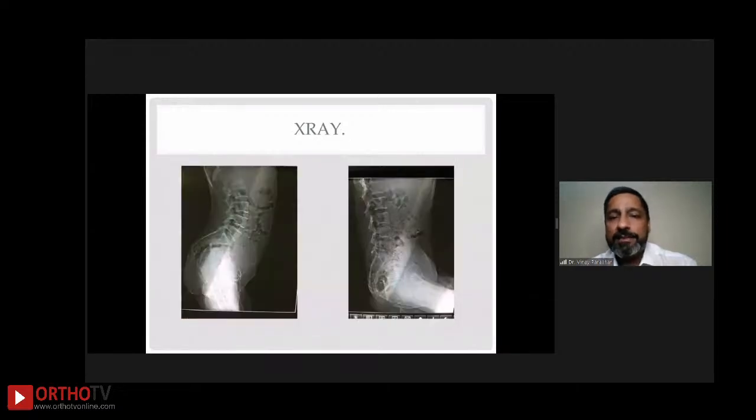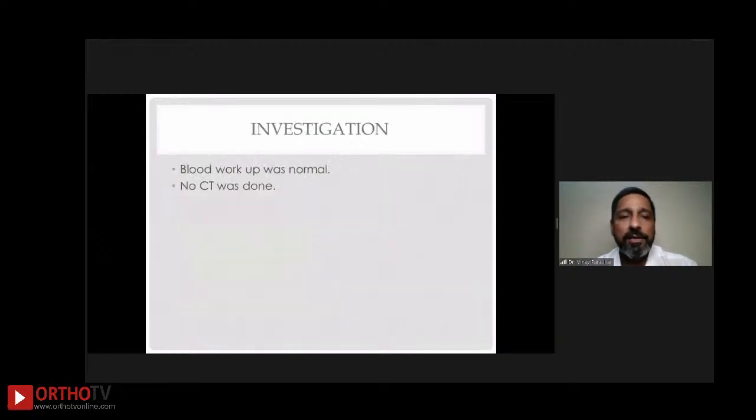And we got his spine X-rays also done, just to have a look whether the spine is mobile or not mobile. What is the spinopelvic configuration in his case? The one on the left is the standing one, where you can see exaggerated lumbar lordosis. The one on the right is in sitting posture. So now we know that spinopelvic fixation is not there. So we are more comfortable because it's a more mobile kind of deformity that we're dealing with. Blood workup was pretty normal. We also did not do any CT scan because, in this case, CT was not very required.